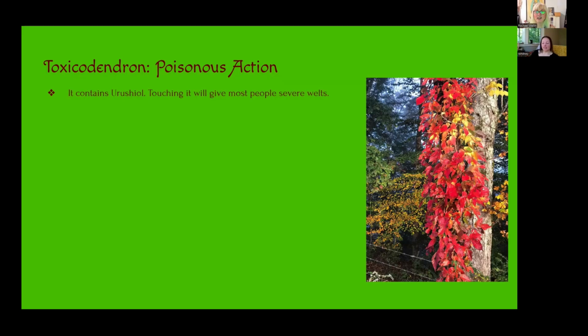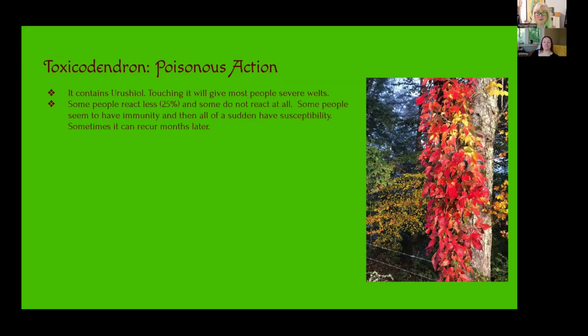So the poisonous action of all Toxicodendron is Urushiol. We're going to talk about what it is. Merely touching these plants will give most people severe welts. And I say most because it's not all. Some people, like 25% of the population, don't react at all. I've hiked a lot in places where there's lots of poison oak, and I've never ever gotten poison oak. So I don't know if I'm one of those 25%.